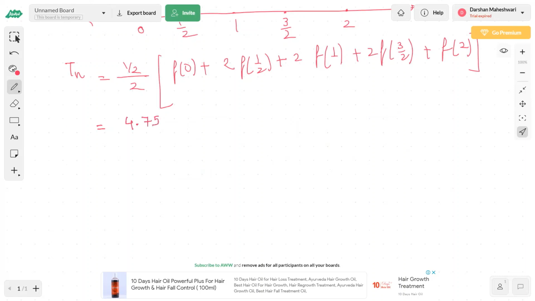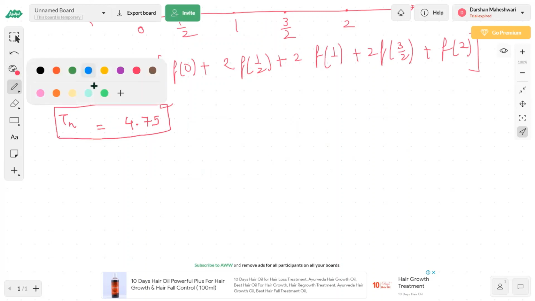And if we are going to solve this, we'll get the approximate value as 4.75. So we can see that this is also a great value to approximate because the exact answer was 4.67 and we are getting 4.75, which is pretty close. This is also a good approximation.